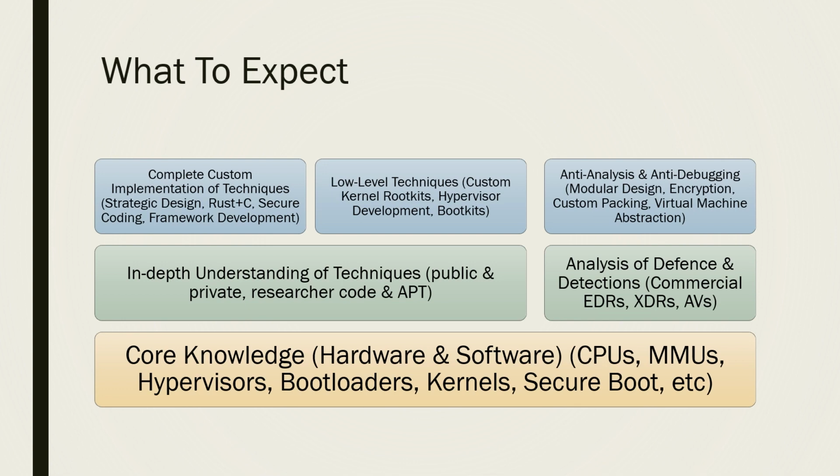As mentioned, understanding of techniques, private researcher code, APT. We also need to analyze and understand the detections and defensive tools that we'll be coming up against: EDRs, XDRs, AVs, logging tools, even just ETW logs, was it Sysmon and things like that, so that when we think about stealth, we are aware of the tooling that we'll be going up against, its techniques, and how we can approach that.